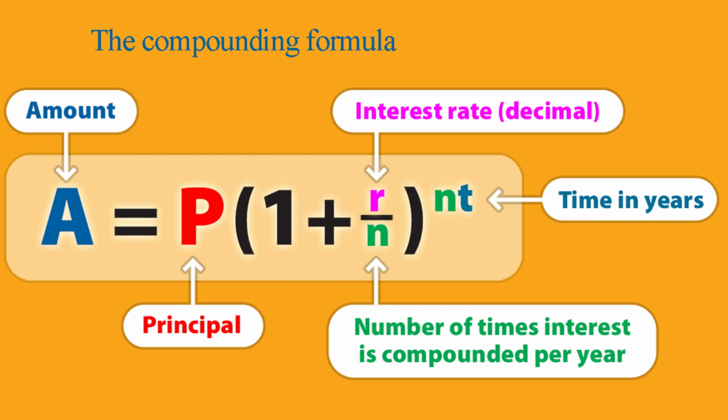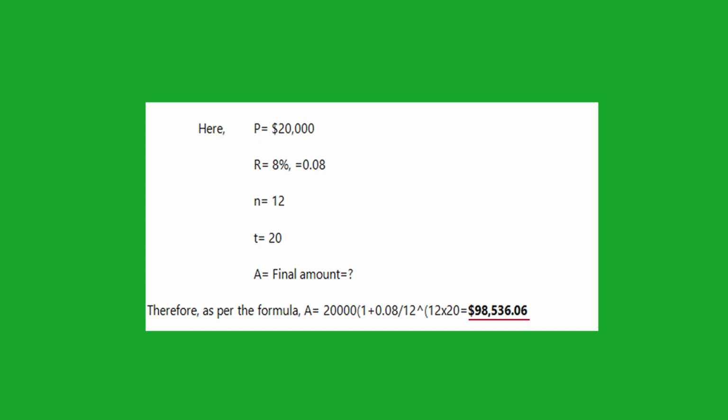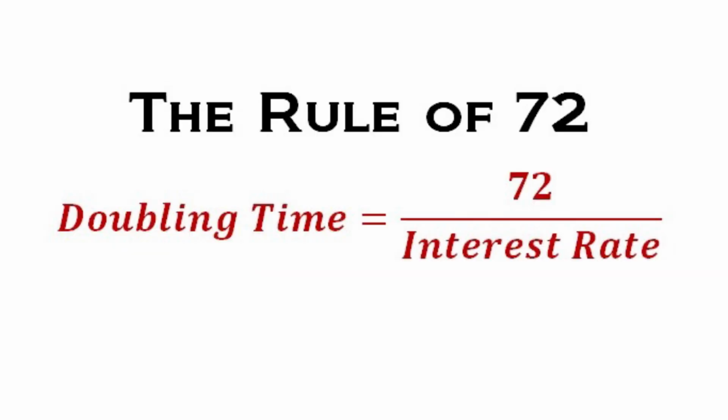For instance, here the principal amount equals $20,000, the interest rate is 8%, in decimal form 0.08, and compounding on a monthly basis, so the number of periods per year is 12, and the total number of years is 20. The final amount is $98,536.06.